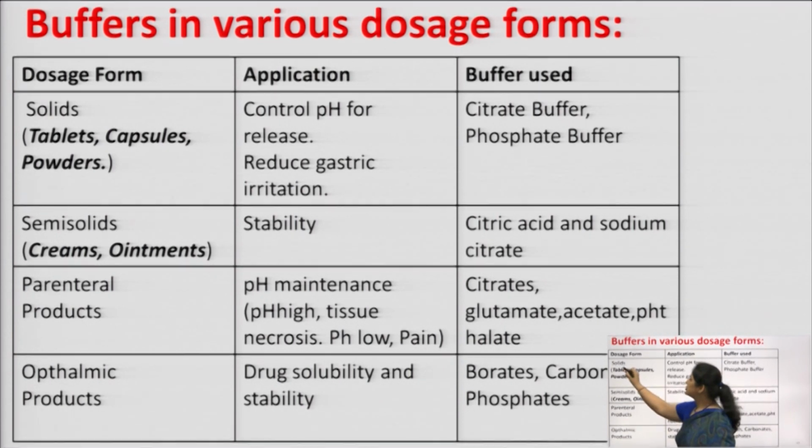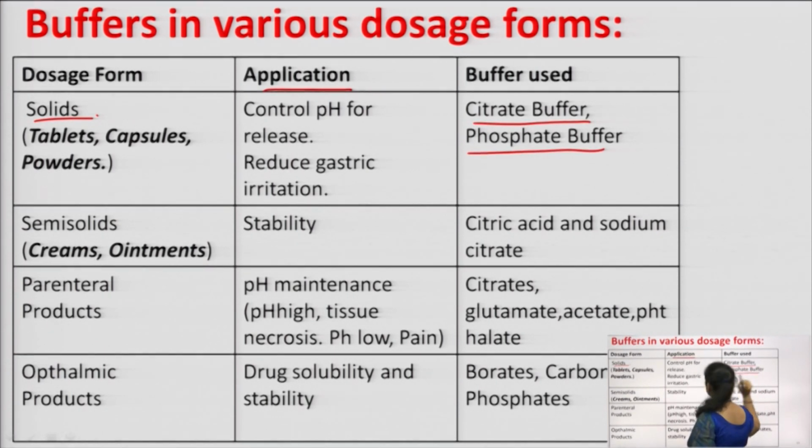For example, we have solid dosage forms. The solid dosage forms include tablets, capsules, powders and others as well. Now, we need to add the buffer here in order to control the pH for the release, because acidic drugs are going to show their activity only when the environment is acidic. So, in order to maintain the environment, we have to provide the buffer along with that. The drug can only dissolve in an acidic environment, so dissolution is important here. Dissolution is the parameter by which the drug comes into solution so that it shows its activity. Here, we generally use citrate buffer and phosphate buffer.